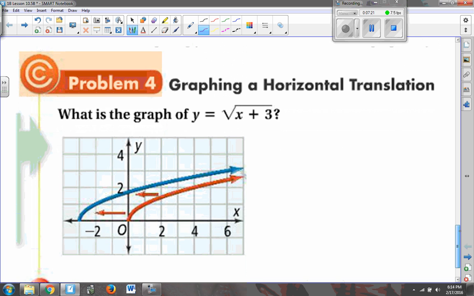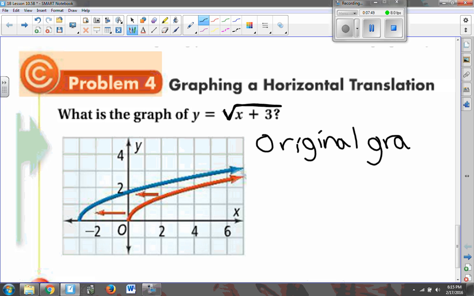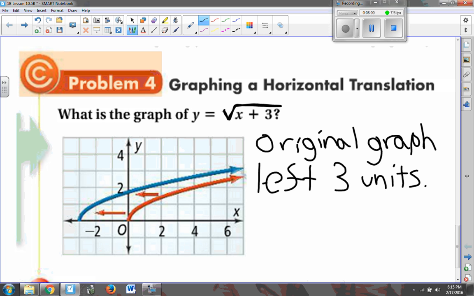So if we are to look at the graph of y equals the square root of x plus 3, now please notice that the plus 3 is underneath my square root bar with the x. When I see a number under there, that should tell me left and right. Left and right. And here I am going plus, opposite of plus is left, 3 units. So this is taking the original graph left 3 units. Right? And we can see that that's what they've done here.